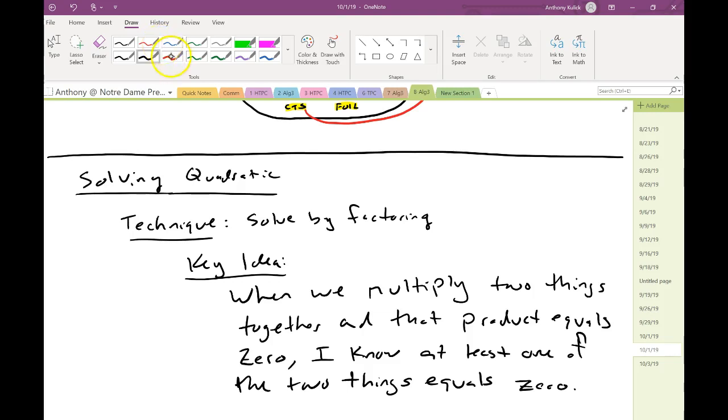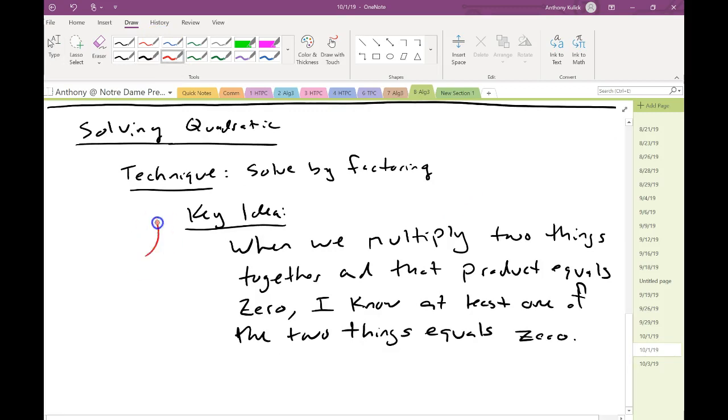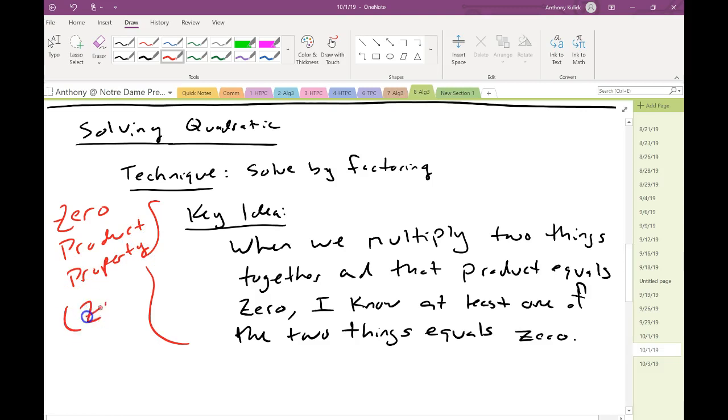We give this observation a special name. We call this the zero product property. And I abbreviate this often as ZPP because that's kind of a mouthful.